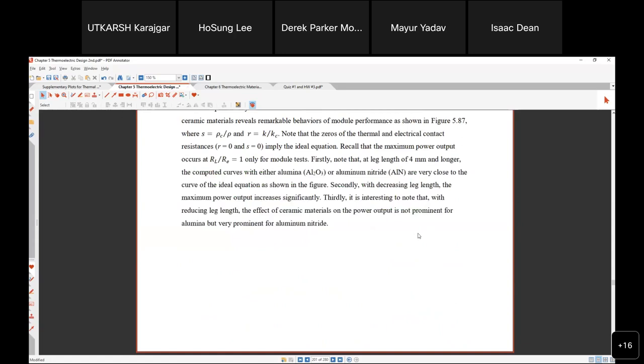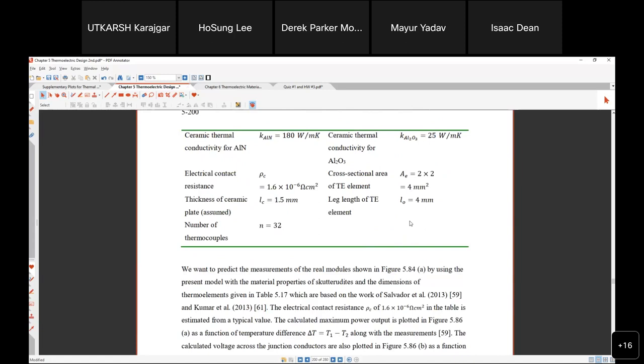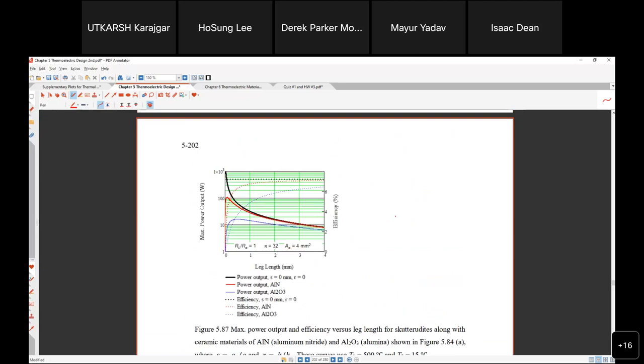The problem to me in their design is this leg length was 4 millimeter they used. So I calculated, you're familiar. This is a modeling and 4 millimeter, they got the 8 watt. I got the 8 watt, my calculation. They used the aluminum oxide, okay, but I used the aluminum nitride. 80 watt here. 80 watt possible.